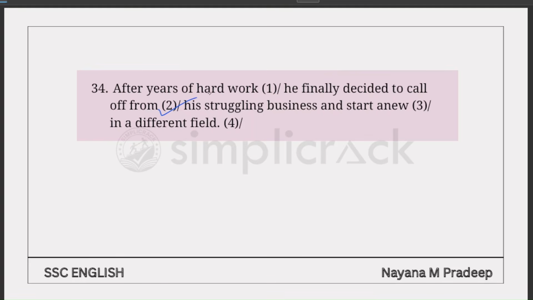The error is in part 2. What is the error here? Here you have the phrasal verb call off and then a preposition from.